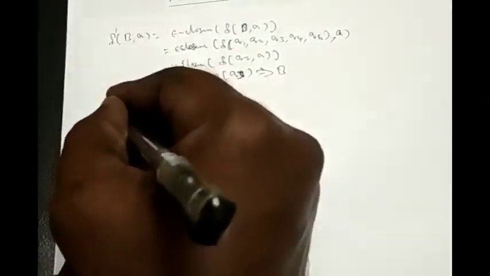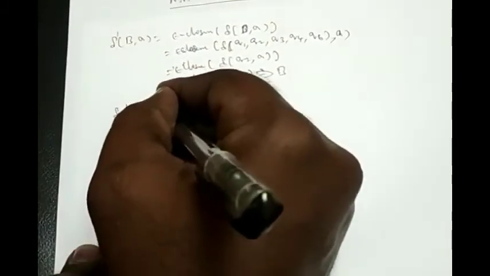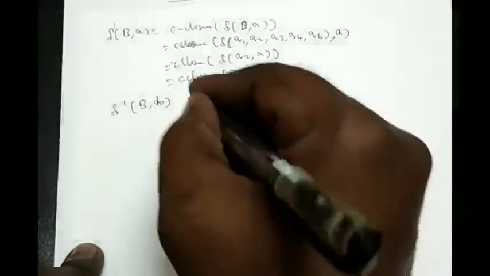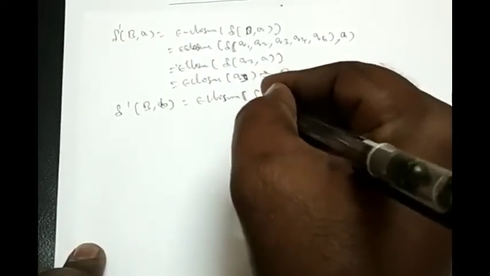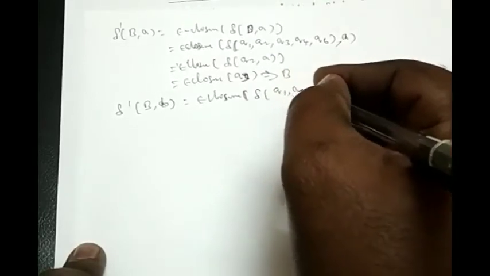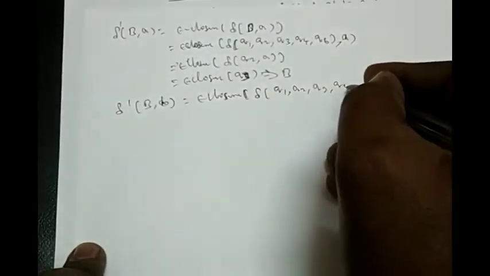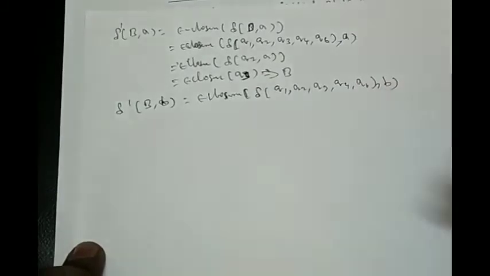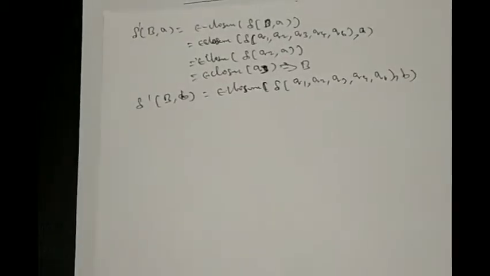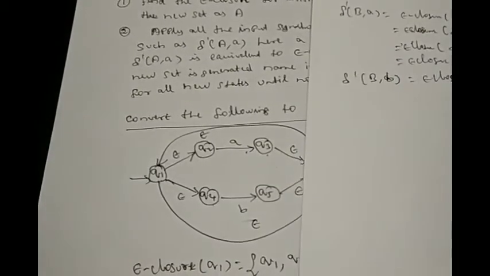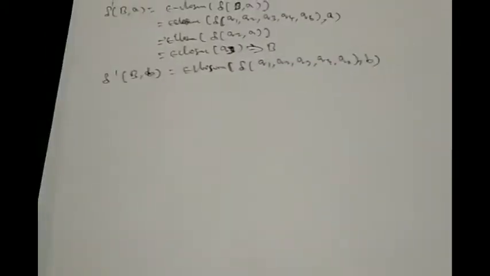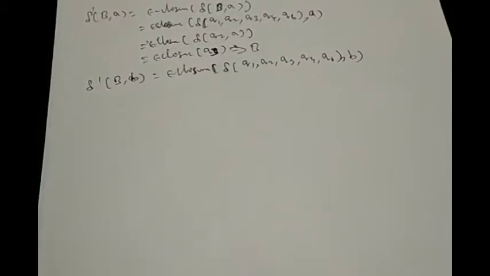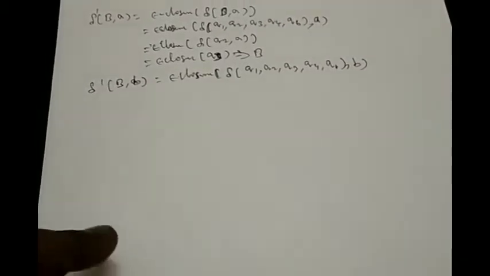Now delta dash of b comma b. Now apply the second input. So what is b here? I can apply delta of q1, q2, q3, q4, q6 comma b. Out of these states, in which states can I apply b? b can be applied only in q4. The rest of the states I cannot apply b. So when I apply b in q4, where does it go? It goes to q5, isn't it?